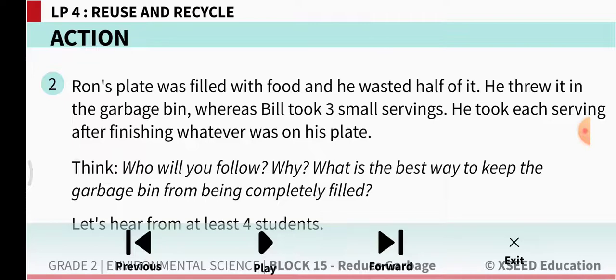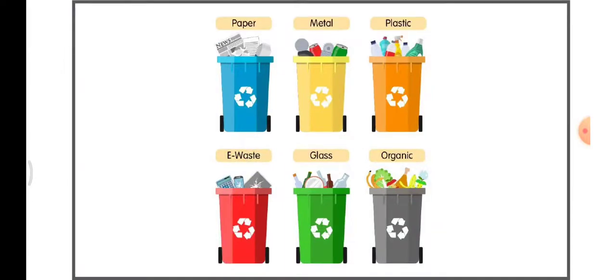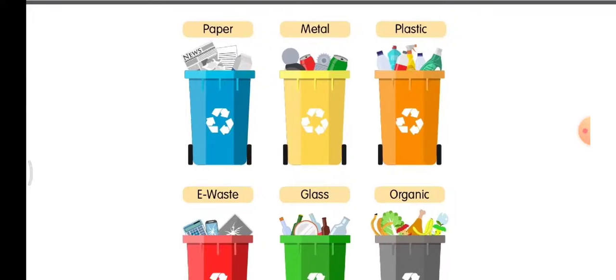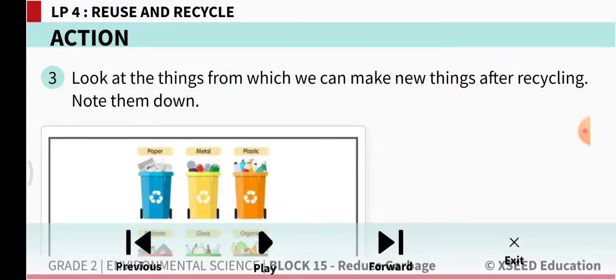What is the best way to keep the garbage bin from being completely filled? How can you stop this? See, instead of wasting the food, we can take small servings. That way we can stop the garbage bin from being completely filled. Right now, look at the things from which we can make new things after recycling. These are different types of garbage. Think about how we can reuse or recycle these things, right?